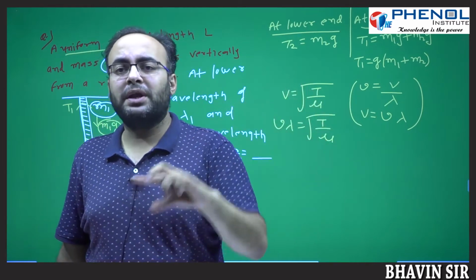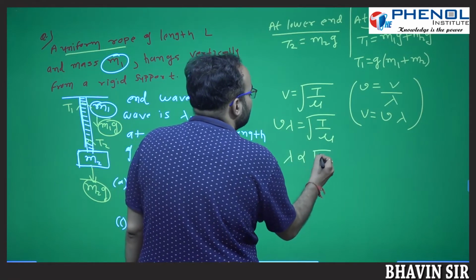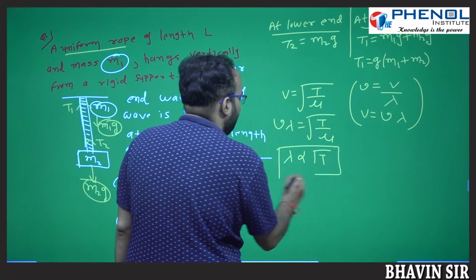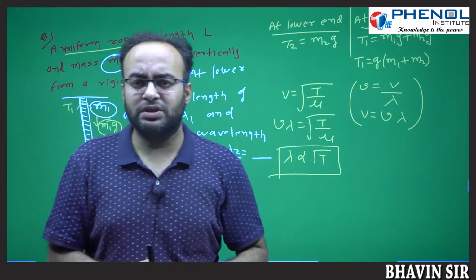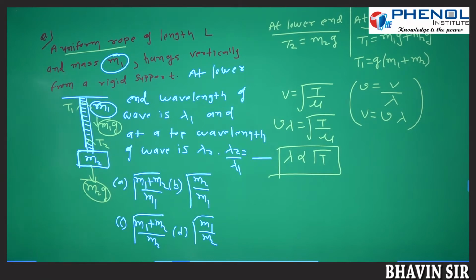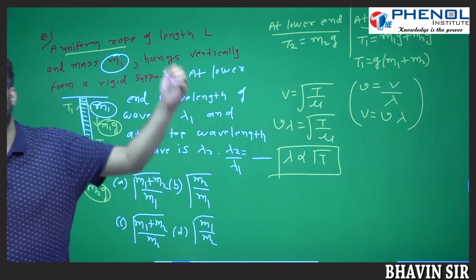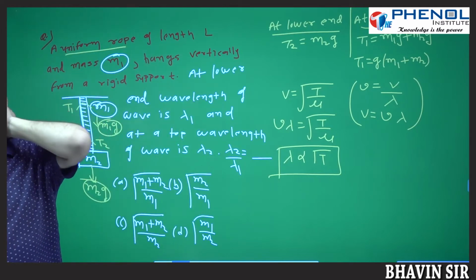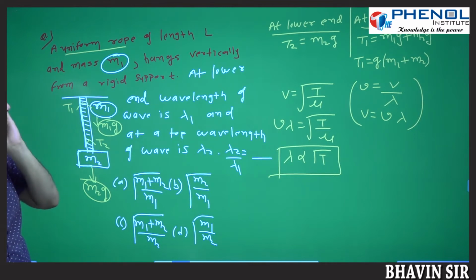Wavelength is a property of the medium. So wavelength is proportional to root T. Okay, so wavelength is proportional to what? Root T. Chalo. So we want to find lambda 2 by lambda 1. Lambda 2 is what? Wavelength at top.